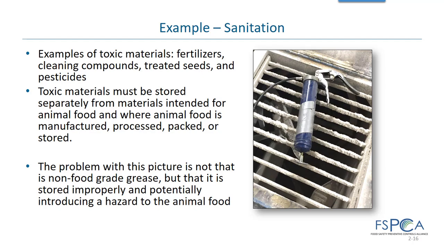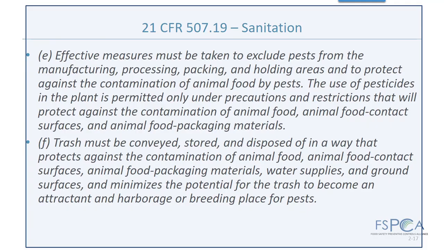Okay, so some examples of toxic materials that could be allowed will be things like fertilizers, cleaning compounds, treated seeds, and pesticides. Toxic materials must be stored separately from materials intended for animal food and where animal food is manufactured, processed, packed, or stored.